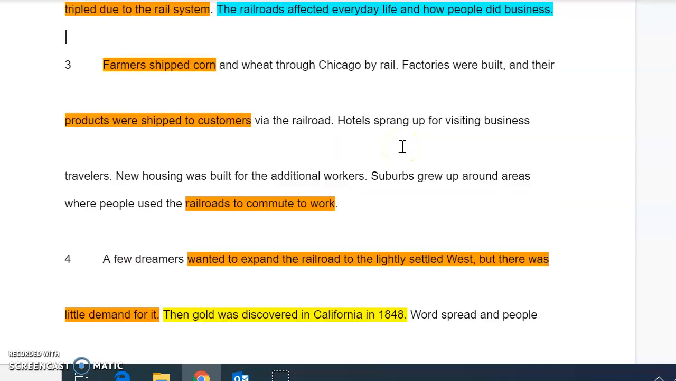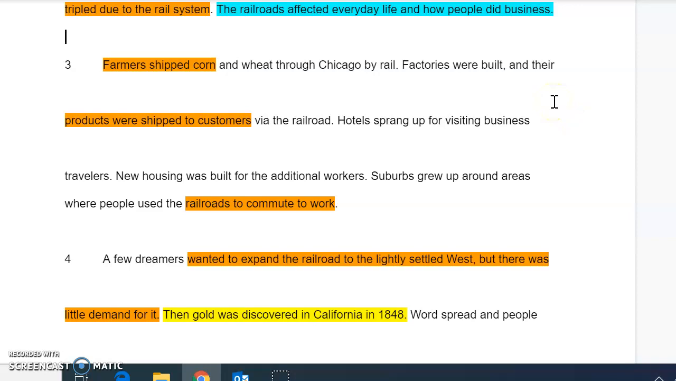Paragraph 3. Farmers shipped corn and wheat through Chicago by rail. Factories were built and their products were shipped to customers via the railroad. Hotels sprang up for visiting business travelers. New housing was built for the additional workers. Suburbs grew up around areas where people used the railroads to commute to work.